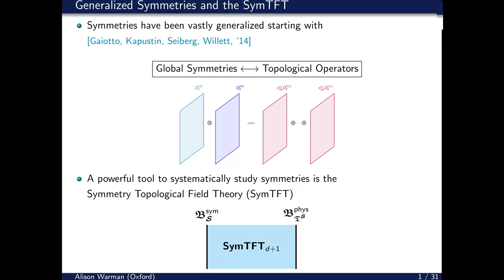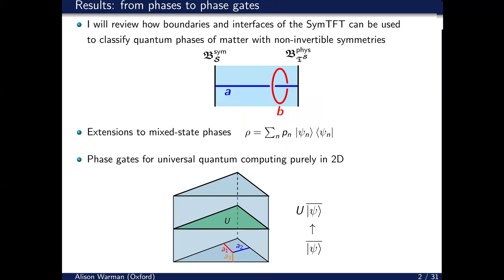A powerful tool for their study is the symmetry topological field theory, because if we view the theory as living on the physical boundary, the SymTFT enables us to encode its symmetry-related properties in a d+1 dimensional topological bulk with a topological symmetry boundary. So in the first part of the talk, I will review the SymTFT construction and how it enables us to systematically classify quantum phases, both gapped and gapless, and in particular, how these gapped boundary conditions and interfaces will be used, for example, to generate new phase transitions with non-invertible symmetries.